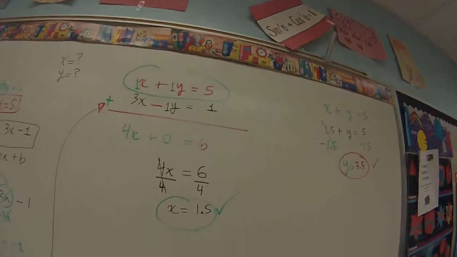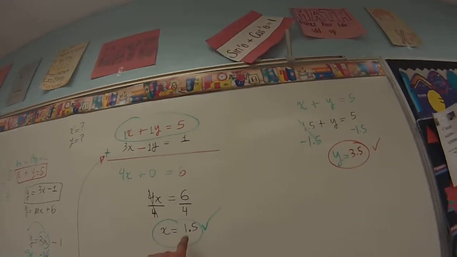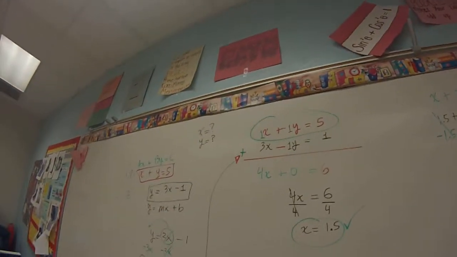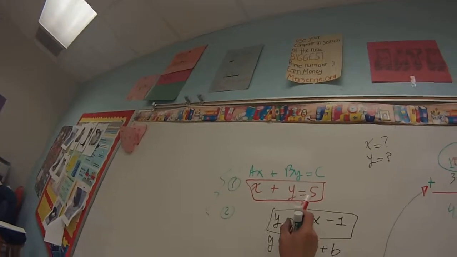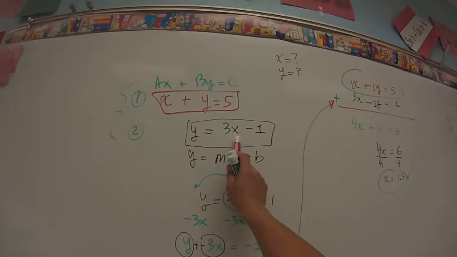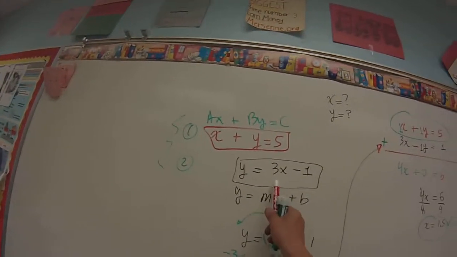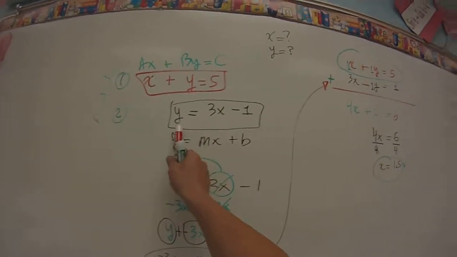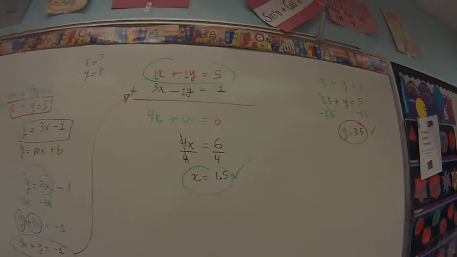By checking your answers, sometimes you're guaranteeing that you get the right answer. So put x, which is 1.5, in each of the equations and put 3.5 for y, and when you add you get 5. And here when you multiply 1.5, which is x, times 3, that will give you a number that when you subtract 1, it will give you y, which is 3.5. So both equations will be true.